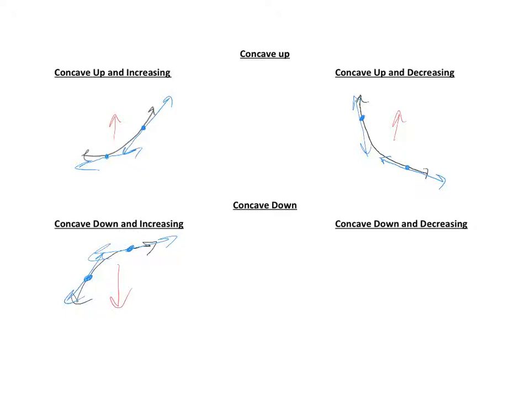A graph that's concave down and decreasing will have a shape similar to this. If I pick this point here, the decreasing causes the negative slope. And in addition, the concave down causes that rate of decreasing to actually speed up. We get an even more negative slope as we move further along the graph.